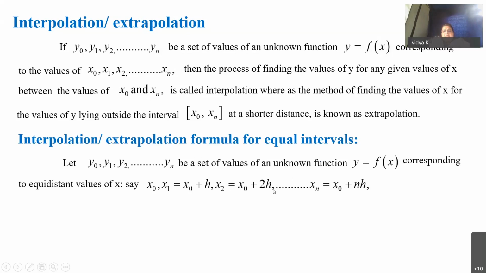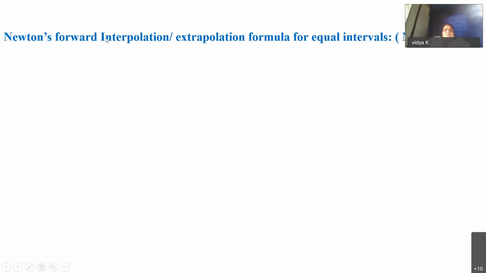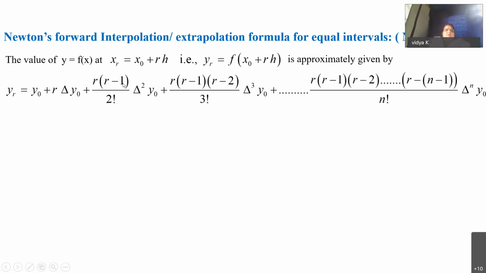Suppose those values of x are at equidistance, then what are the formulas for interpolation and extrapolation that we take? One is Newton's forward interpolation or extrapolation formula for equal intervals. So this is the condition. Then the formula you have to learn by heart. y r, where r is any value in the intermediate value of x, is y at x r, where x r is the intermediate value of x in the set of values x naught to xn.